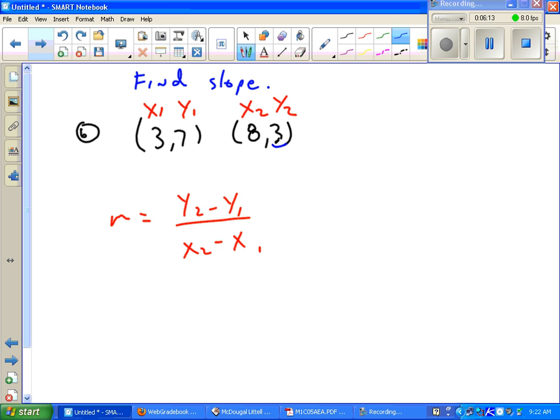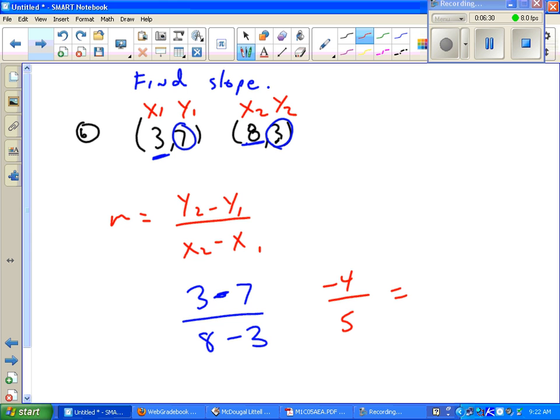Y sub 2 is this one here, 3, minus y sub 1 as I have it listed. And again, you could have done it backwards. 3 minus 7 over x sub 2, which is 8, minus x sub 1, which is 3. 3 minus 7 is negative 4. And 8 minus 3 is positive 5. There's no number that goes into both negative 4 and positive 5. So negative 4/5.